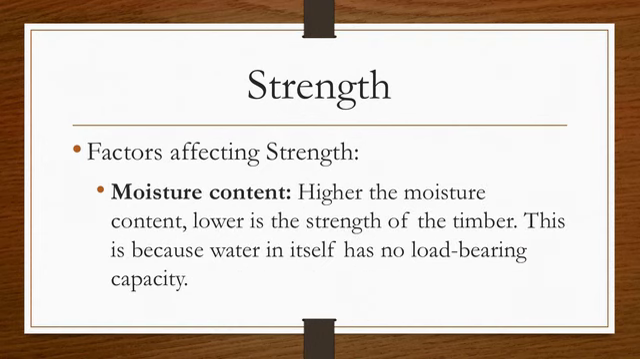Next, you have moisture content, and as it may sound, it's the amount of moisture involved. You talk about the amount of water inside the tree, the amount of water the tree carries or holds. It says that the higher the moisture content, the lower the strength of the timber is. So it does the opposite of density. This is because water in itself has no load bearing capacity.